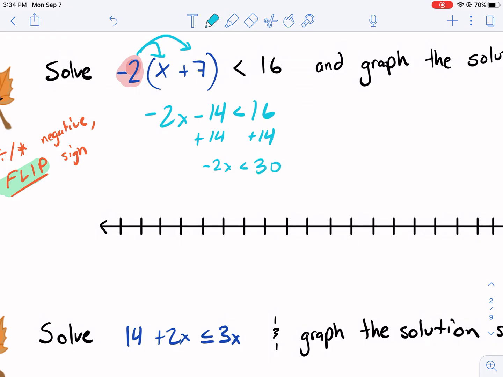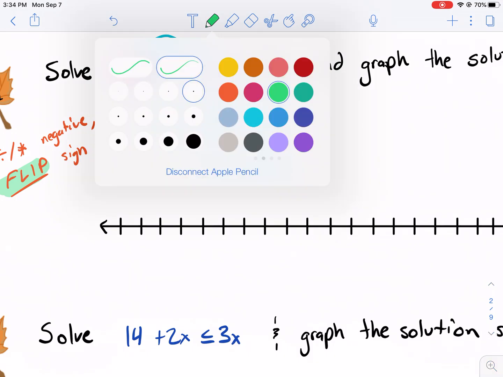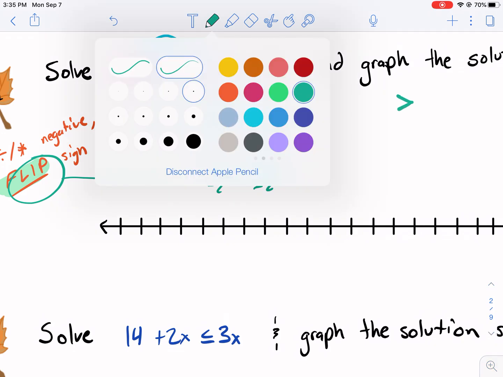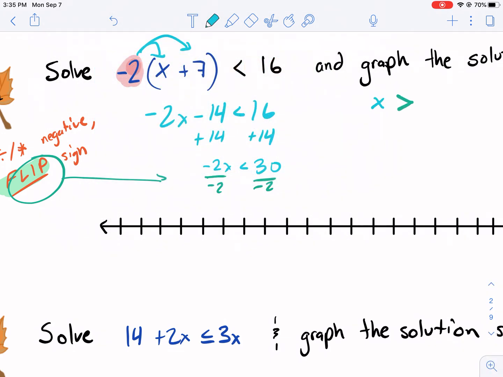Now we're going to divide by what? We are going to get the x by itself, so we're going to divide by -2. This is your alarm here. We are flipping the sign. So in the next instance, we're going to have this going this way now. And we have x is greater than 30 divided by -2, which is -15. Now we're ready to graph.